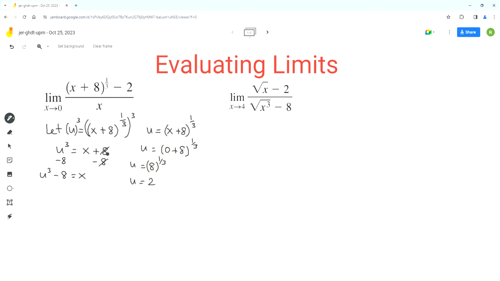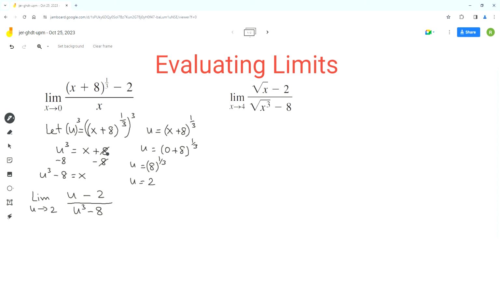So now we can rewrite the expression with u. So we get limit u approaches 2 and then u minus 2 over u cube minus 8, because we isolated x as equal to u cube minus 8. So this is the expression we have to simplify now. Now if we do the direct substitution, if we sub in u as 2, the denominator will become equal to 0 because 2 cube is equal to 8.